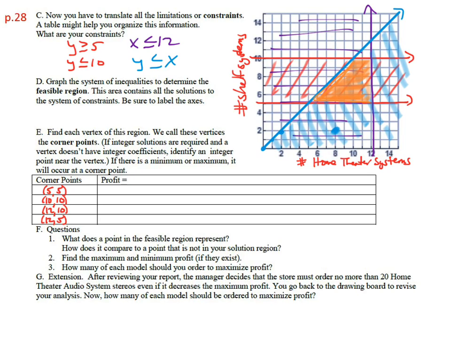So remember our profit equation. If we go back and look, it was 70x plus 30y gives us our profit. So if we plug in those values, 70 times 5 plus 30 times 5, that's going to give us our profit of $500. Then at 10, 10, if we say 70 times 10 plus 30 times 10, that will give us a profit of $1,000.